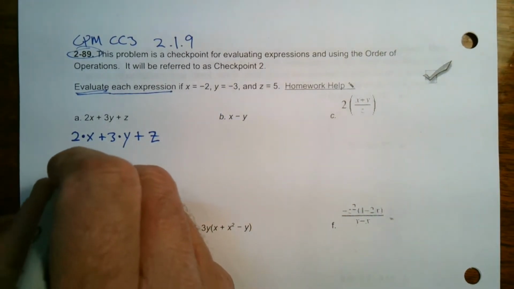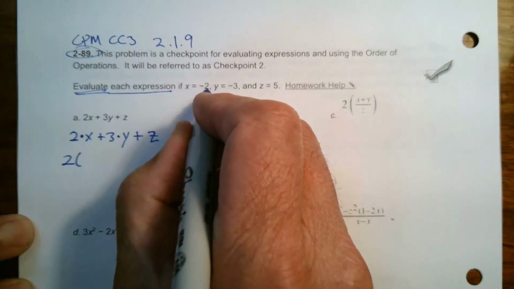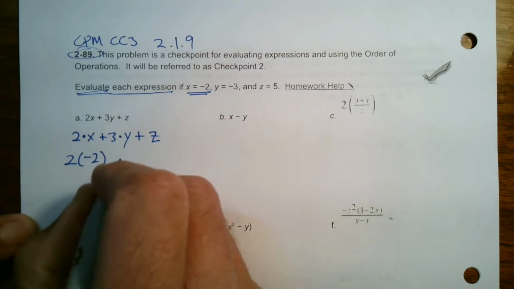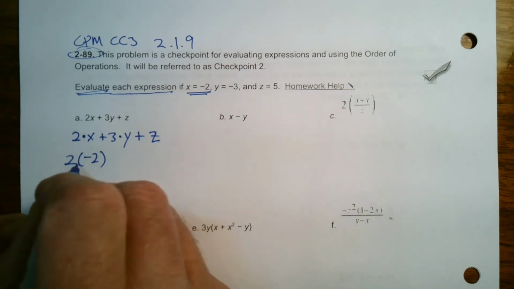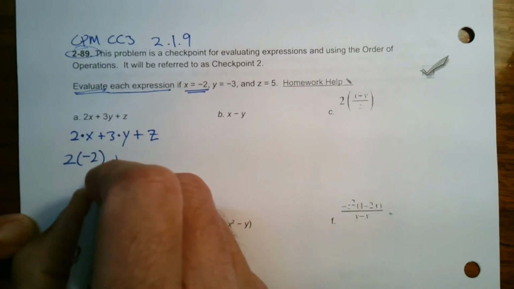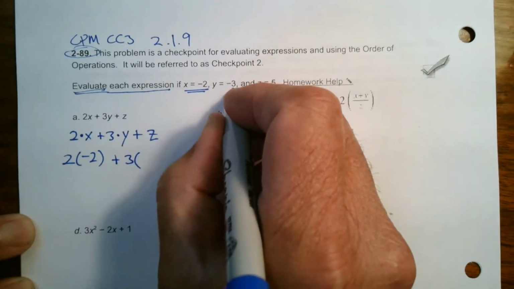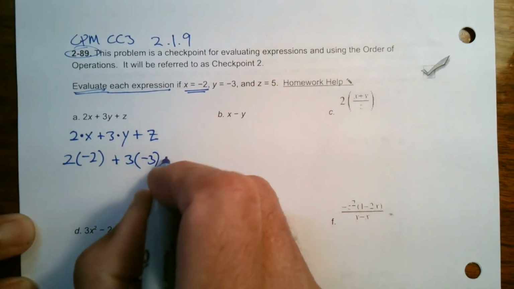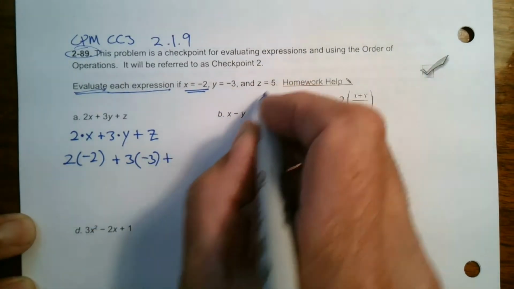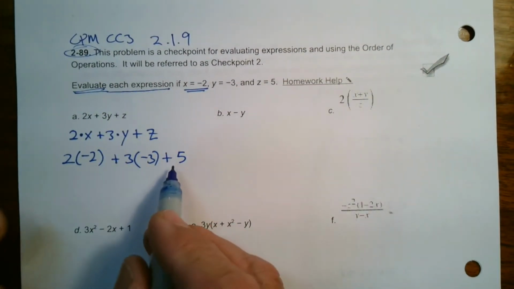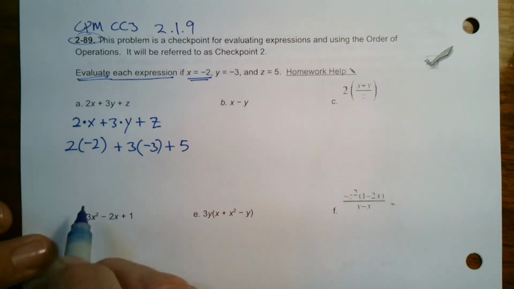So this is 2 times, and for x, it tells me to use -2. So 2 times -2. For multiplication, I'm using parentheses. You can use the dot, or you can use parentheses to show multiplication. Then plus 3 times, and instead of the y, I'm going to put a -3. That's what goes in place. And then plus z, which is 5. Now I've got numbers that I need to do operations on, and you do order of operations.